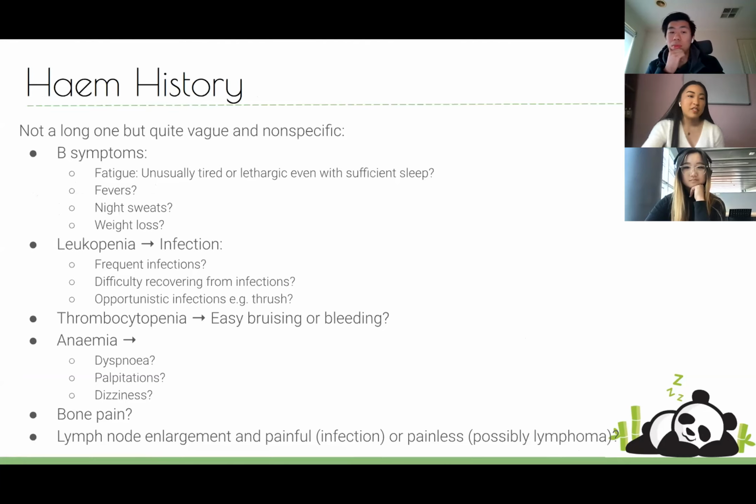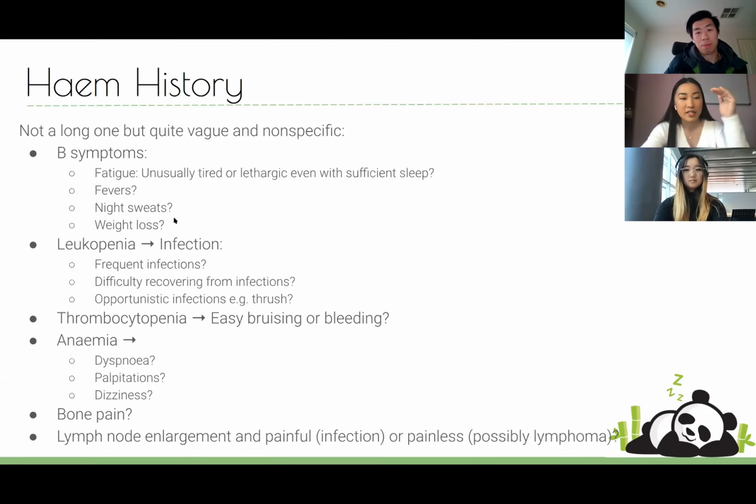So, heme history is not very long, but when I was learning it in second year, I was like, it's such a random constellation of questions. Like, what is the relationship here? They all seem very all over the place and non-specific. So I've tried to categorize them again into your clinical features of the different specific cell lineages. So you start off with the general B symptoms: fatigue, fever, night sweats, weight loss.